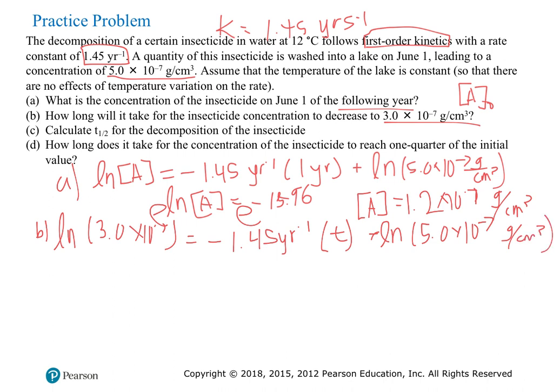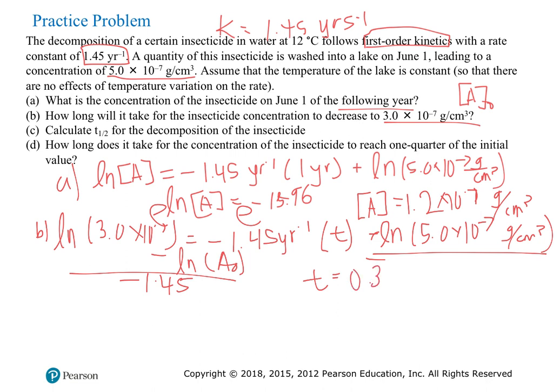So we're going to move this whole thing over by subtracting. And then we're going to divide that whole thing by negative 1.45. And we should get that the time it takes is 0.35 years. Okay, which makes sense, because a full year away, we're down to 1.2 times 10 to the negative 7. We don't want to get quite there, so it should be under a year.